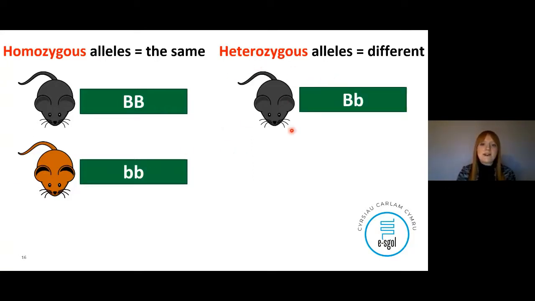Heterozygous then, this black mouse is heterozygous, meaning that he has two different versions of the allele. So he's inherited the dominant allele from dad or mum and the recessive allele then from the other parent. Okay, so homozygous meaning the same. So these two organisms are homozygous. This one is heterozygous, meaning he's inherited different alleles.